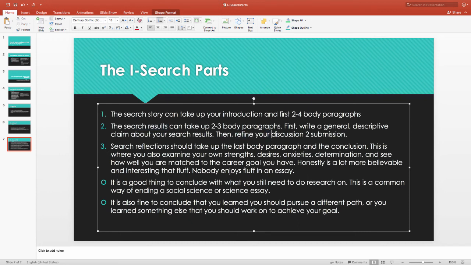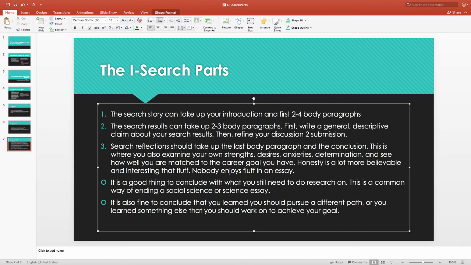Okay, the search reflections, that's getting to be the end. That should take up about the last body paragraph and the conclusion. This is where you also examine your own strengths, your own desires, your own anxieties, your own determination, and you see how well you are matched to the career goal you have. Maybe you're more ambitious than you thought, maybe you're more talented than you thought. Maybe you can go further. Or maybe you look at the career path and you say, you know, this is not really for me. I'm not sure it will make me happy, so I want to go in another direction. That's fine.